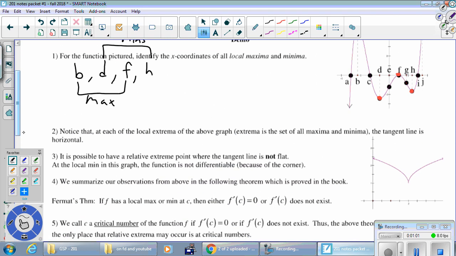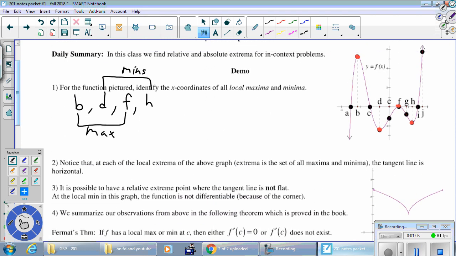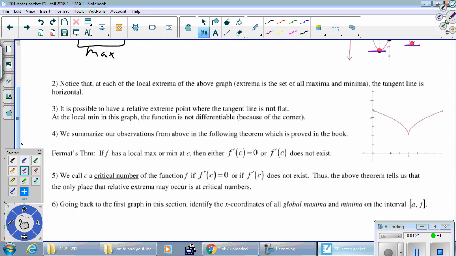Number 2, notice that at each of the local extrema of the above graph (extrema is the set of all maxima and minima), at every single one of those points, the tangent line is horizontal, which makes sense, right? At every one of these points, the behavior of the graph changes from increasing to decreasing or vice versa, decreasing to increasing.